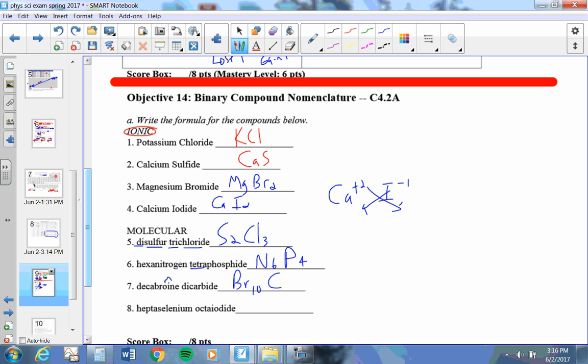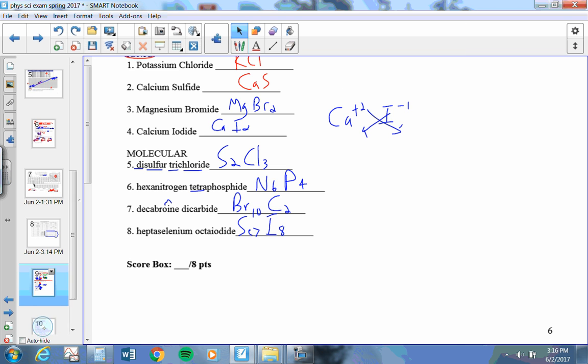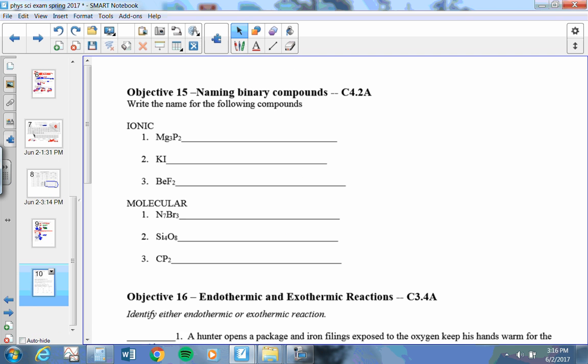Dicarbide. Carbon, carbide. That means that there's 2 of them. Hepta is 7. There's 7 of something, whatever selenium is, which is Se. Octa is 8. That means 8 iodines to make iodide. This way, it's just the other way. Part of this is a little bit easier.